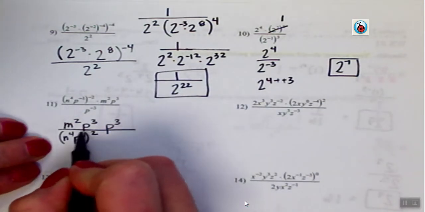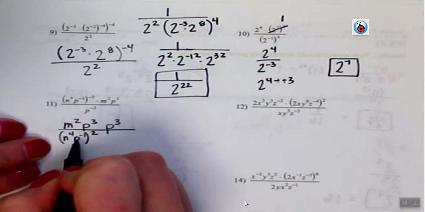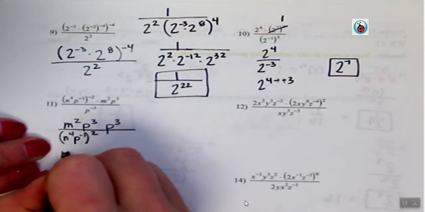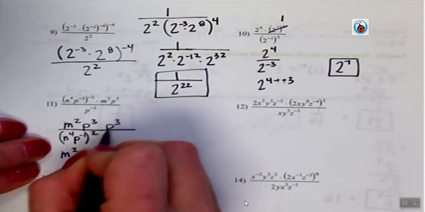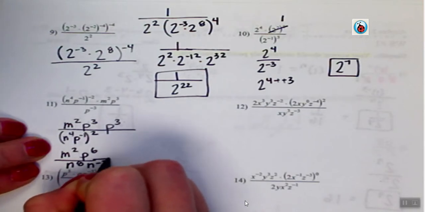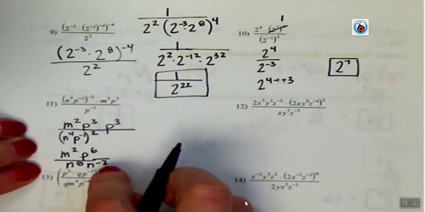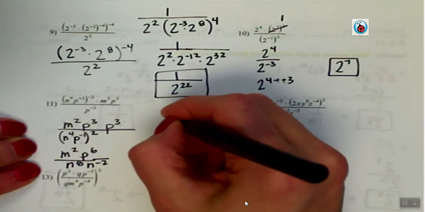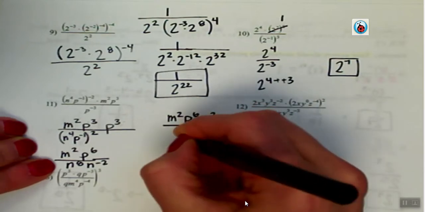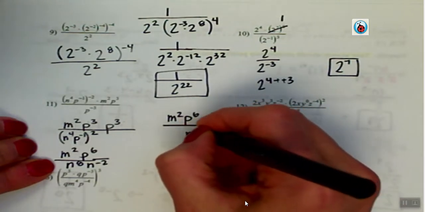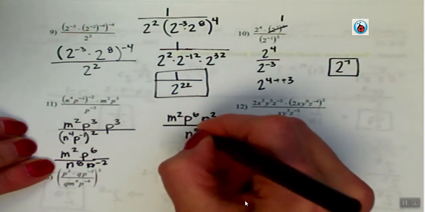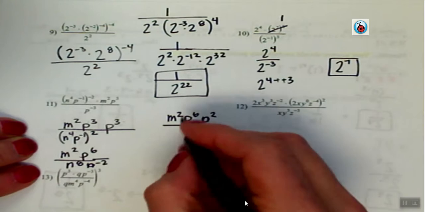Okay, now the only other negative exponent I see is this one right here. But before I do that, I'm going to go ahead and distribute this 2 out here. Let's go ahead and combine this. Okay, now I'm going to move this negative exponent. Okay, and the 8th, and I notice that these two things can combine.